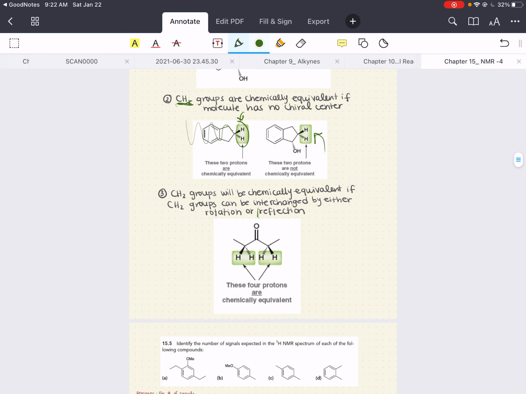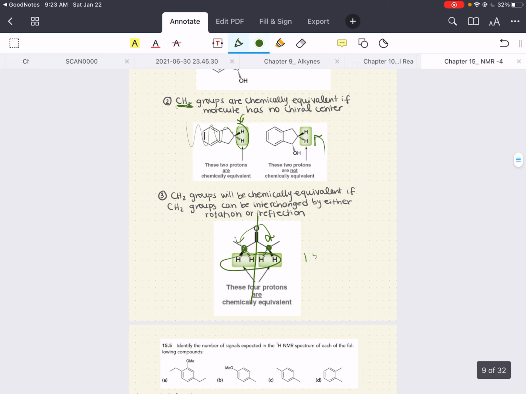If your molecule as a whole has some sort of reflectional symmetry, like you can cut your whole molecule in half and one side looks like the other, then you can have 2 groups that are also chemically equivalent. Like all 4 of these hydrogens are chemically equivalent and will only give off one signal. And that's only the case if your molecule as a whole has some sort of reflectional symmetry. Of course, this will make more sense when we do more practice problems.